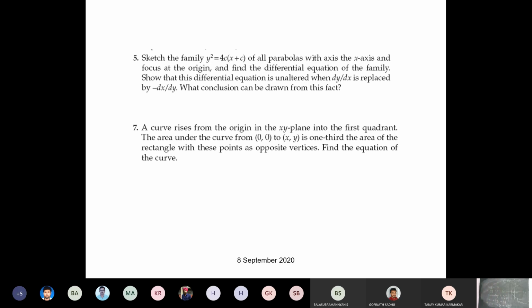(dy/dx) whole square. Okay, fine. So this is the differential equation which represents this one parameter family of parabolas. Now, as you know, in order to find the orthogonal trajectories of this, I have to replace dy/dx by minus dx/dy. Eventually you will see that once you substitute that here, you are going to retain this equation.